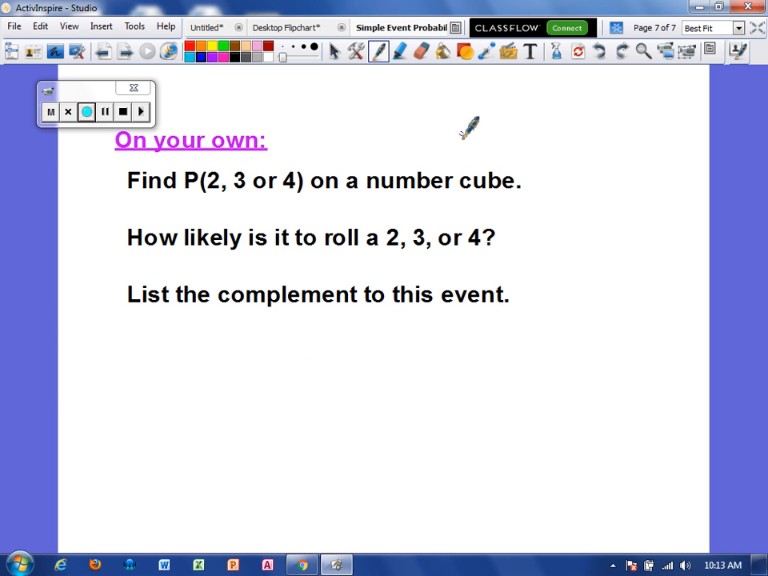Okay, now it is time for you to try. So you're going to find the probability of rolling a 2, 3, or a 4 on a number cube. Describe how likely it is for that to happen, and then list the complement to this event. And keep in mind, your probability and complement should sum to 1.